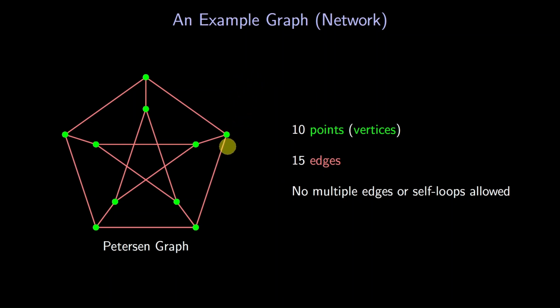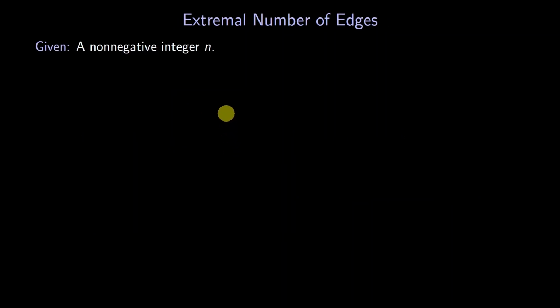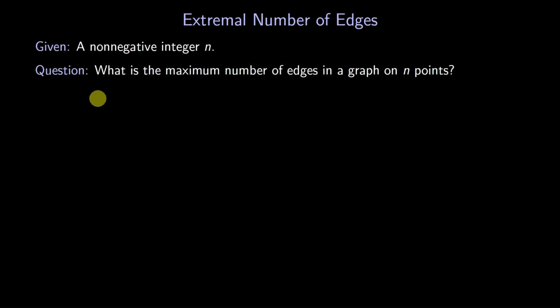Next, we'll look at extremal graph theory. Suppose you have a graph on n points, where n is some whole number. What's the most number of edges you can have? This is part of extremal graph theory because we're trying to maximize or minimize some quantity, in this case the number of edges. For example, say we have 5 points.